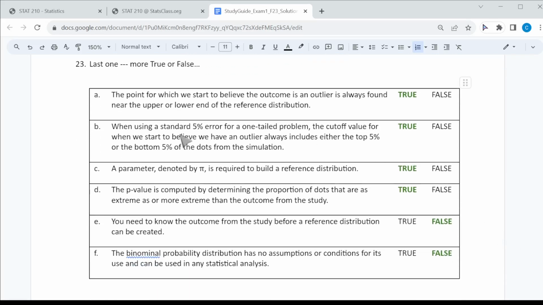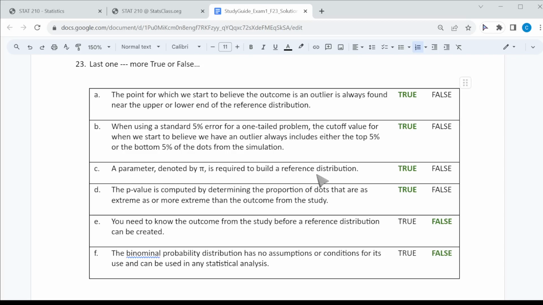Okay, the last one then: the point for which we start to believe that the outcome is an outlier, well, that's always going to be on the edge of the distribution. It's either going to be on the high side or the low side. If I'm doing a one-tailed problem and I have 5% error, then that cutoff is either going to be the top 5% for a right-sided analysis, or the bottom 5% for a left-sided analysis. So that's true.